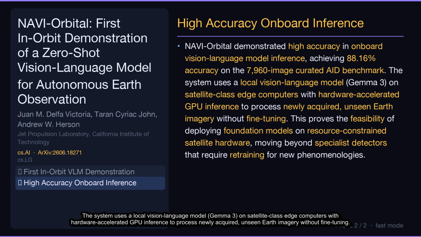The system uses a local vision language model, Gemma 3, on satellite-class edge computers with hardware-accelerated GPU inference to process newly acquired, unseen Earth imagery without fine-tuning. This proves the feasibility of deploying foundation models on resource-constrained satellite hardware, moving beyond specialist detectors that require retraining for new phenomenologies.